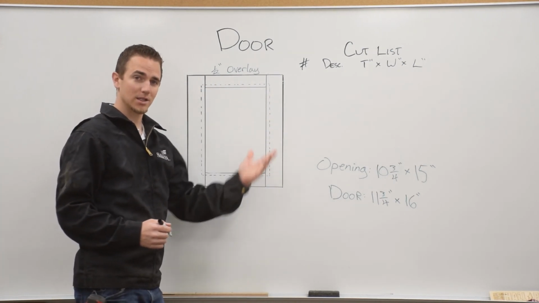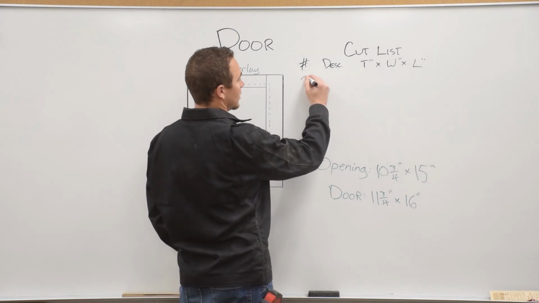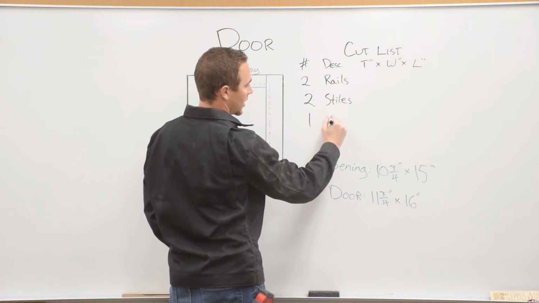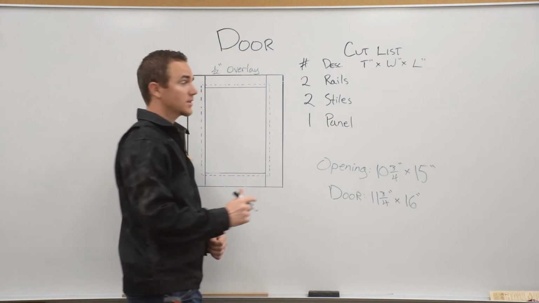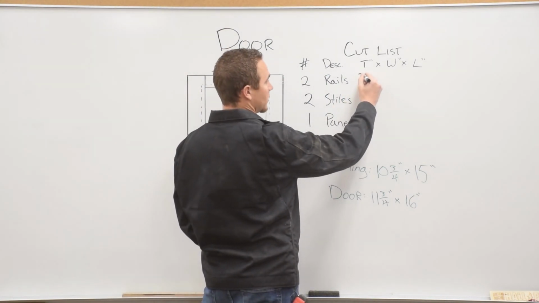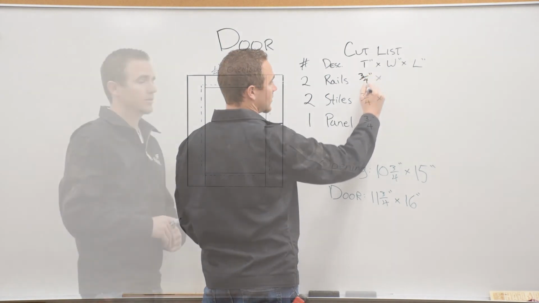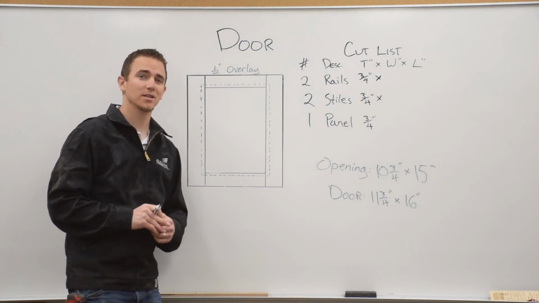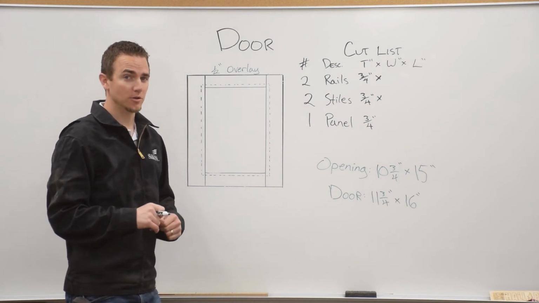So first I'm going to list the pieces. We need 2 rails, 2 stiles, and 1 panel. The thickness of all the pieces will be 3/4 of an inch. We can choose a width for our rails and stiles. I recommend they be at least 2 inches wide, but that's up to you.